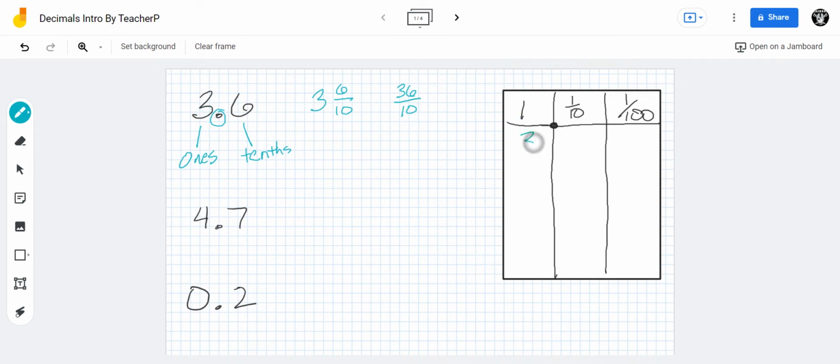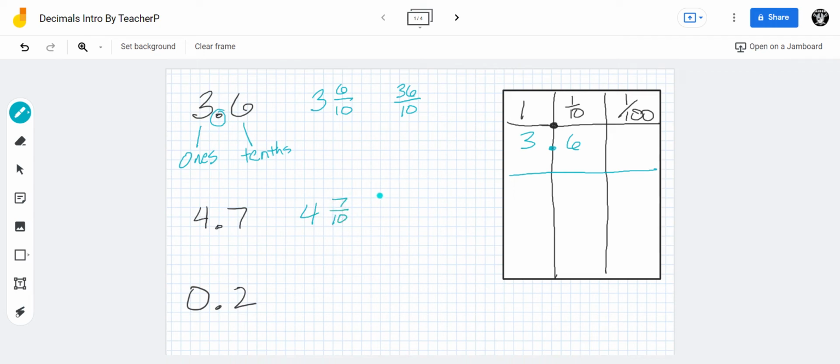If we were to put it in a place value chart, we would go 3.6. There are no 100ths in this number or in this decimal. So that's our first example right there. And we'll go ahead and do another example. So now we have 4.7. So take a look at this. Same thing as before. It is going to be 4 ones and 7 tenths, right?